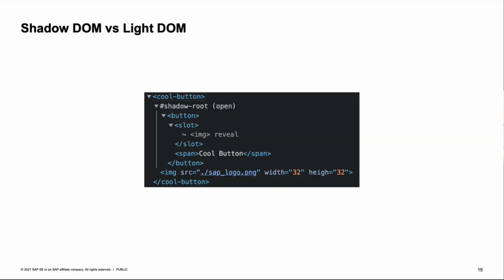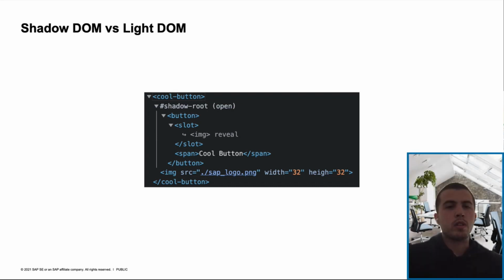After we use the given HTML from the previous slide, let's take a look at what we can see in the browser. When we open the DevTools, we can see that the cool button is rendered. But the more interesting things are happening inside of the cool button tag. We can see that there are two things right beneath it. First, there is the shadow root, and after that, there is an image tag.